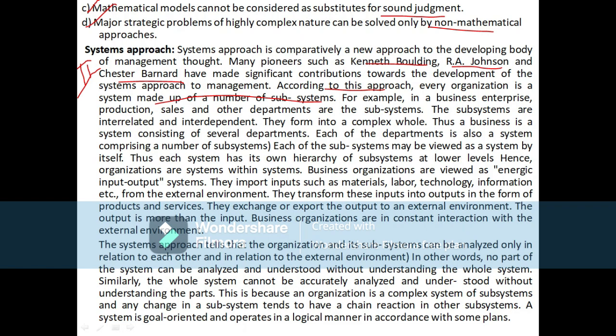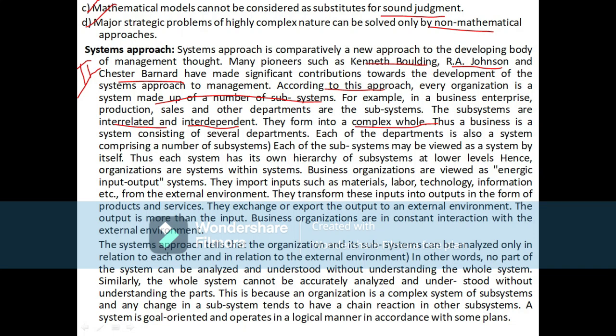Here what this says is that every organization is a system made up of a number of subsystems, meaning they have different departments like sales department, production department, marketing department, IT department, HR department. All those are the subsystems of the organization. Therefore, the subsystems are interrelated and interdependent. They form into a complex whole organization. Thus, a business is a system consisting of several departments.